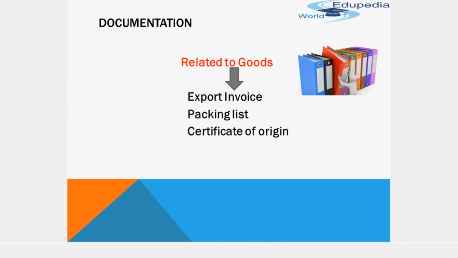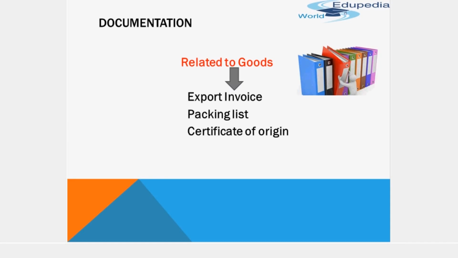Third document is the certificate of origin. What is the certificate of origin? This certificate specifies the country in which the goods are being produced. As you may know, origin means from where the goods are being produced. So this certificate specifies the country in which the goods are being produced.